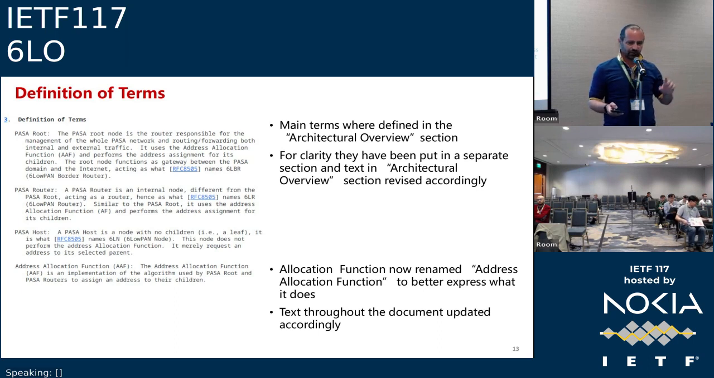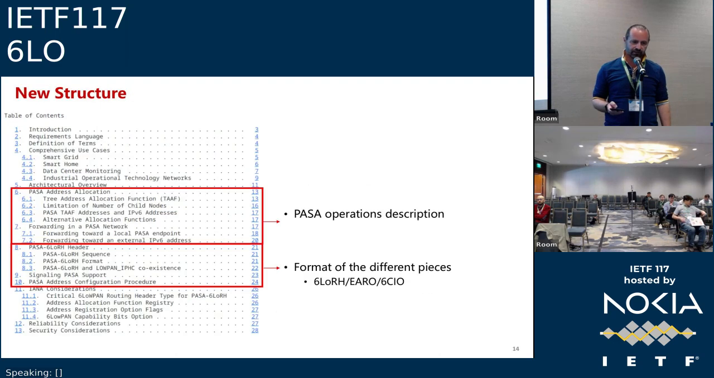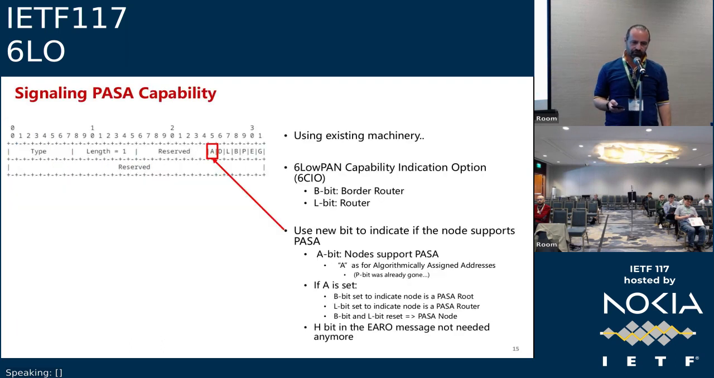Let me go quickly. So we have the definition of then. This is just text that has moved in a specific section, nothing more, and then we adjusted the rest of the section. As I said, a smaller restructure so that we have all the operation at the beginning and all the format afterwards. Now, first thing is how to signal the PASA capability.